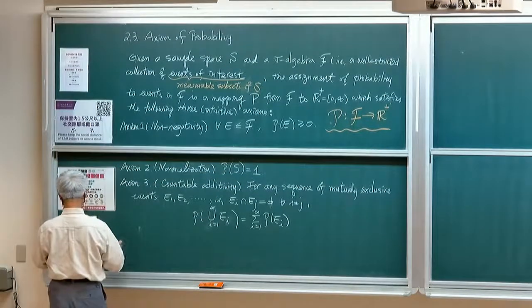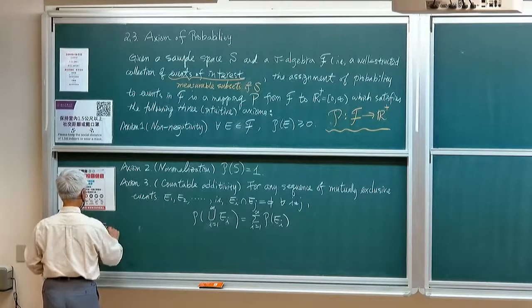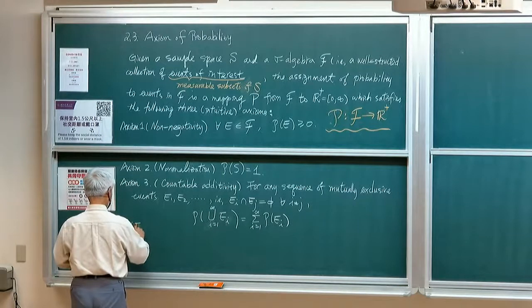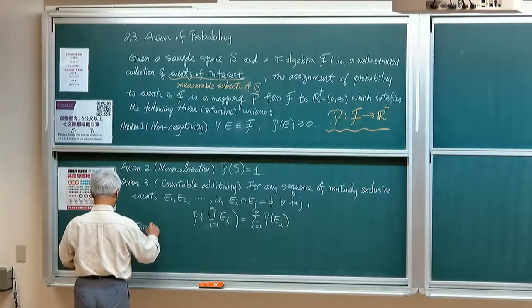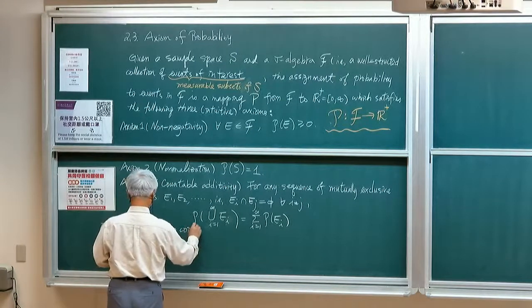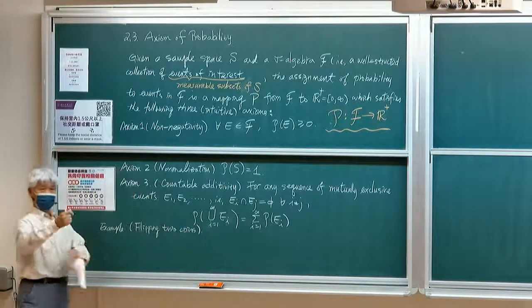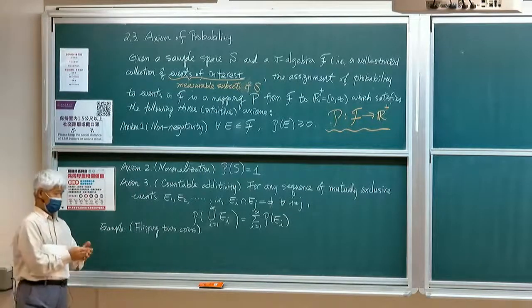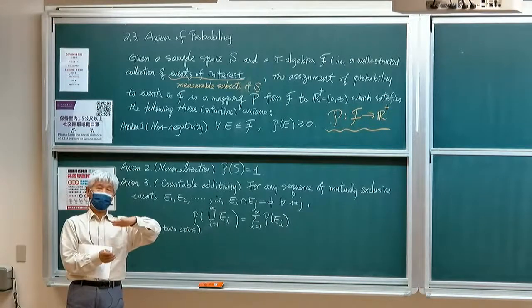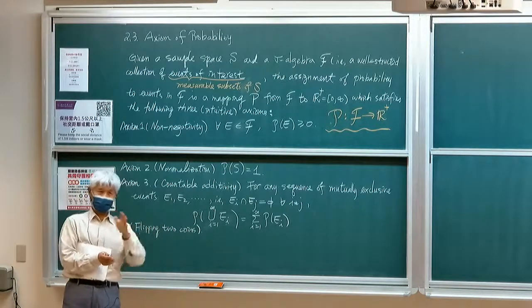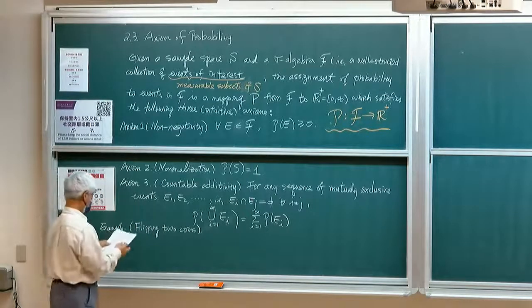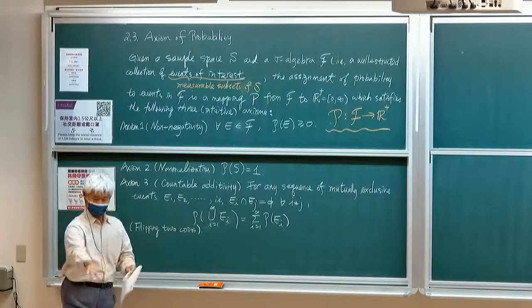All right. Now we take a couple of examples. For example, flipping two coins. Suppose we have two coins, and we know a coin has two faces. One is called the head face, the other called the tail face, right? So they are head and tail, and we have two coins to flip.